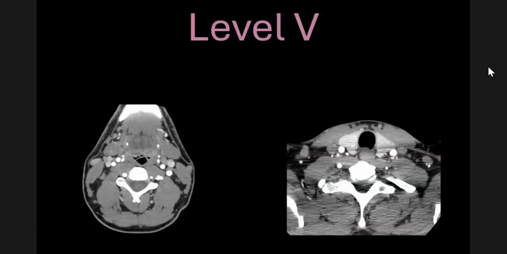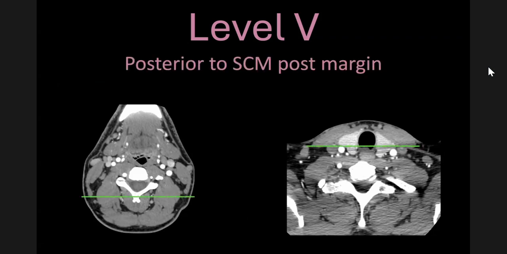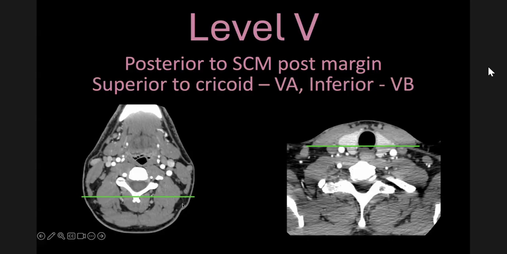Then let's talk about level 5 lymph nodes. These level 5 lymph nodes have been cropping up in other levels too. So what are level 5 lymph nodes? Level 5 lymph nodes are the lymph nodes that are posterior to the posterior margin of the sternocleidomastoid muscle. So these lymph nodes right here, which are posterior to the sternocleidomastoid muscle, are the level 5 lymph nodes.